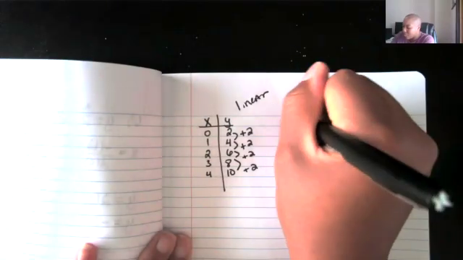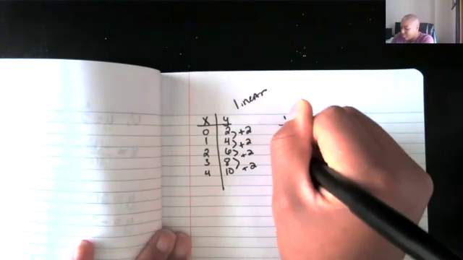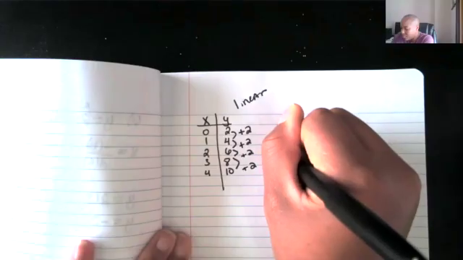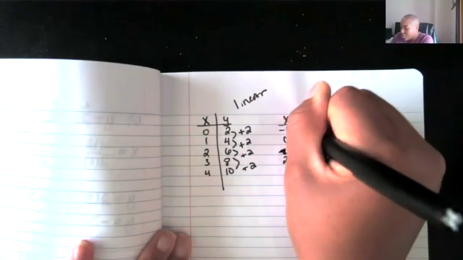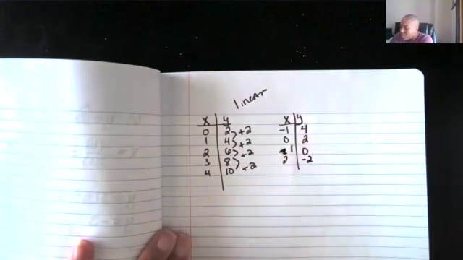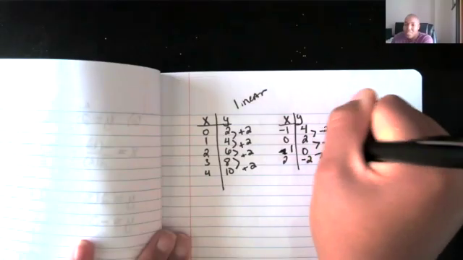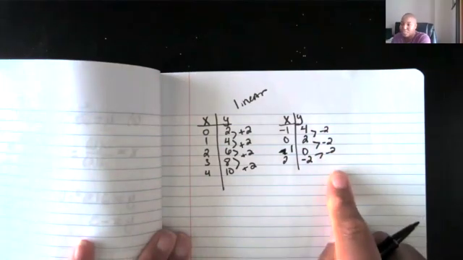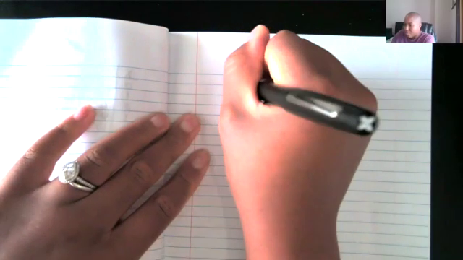So for example, let's do 4, 2, 0, negative 2. So this is going down by 2. As long as this number is consistent, then it's linear. So how do we tell something is quadratic? Let me give an example.